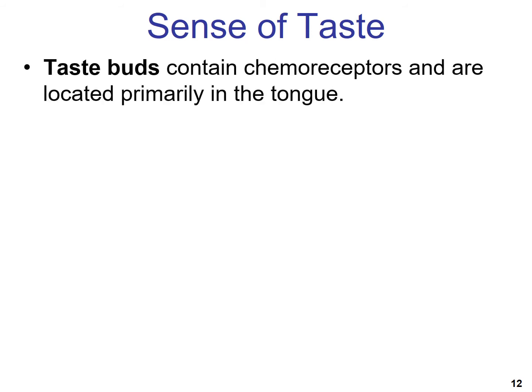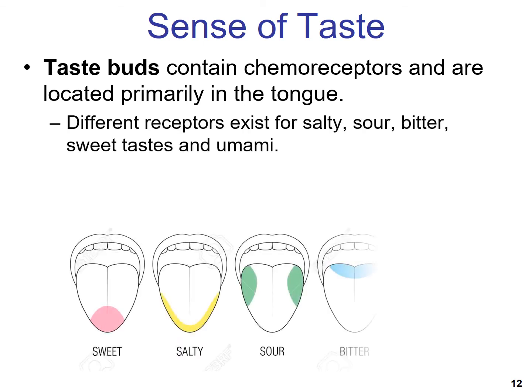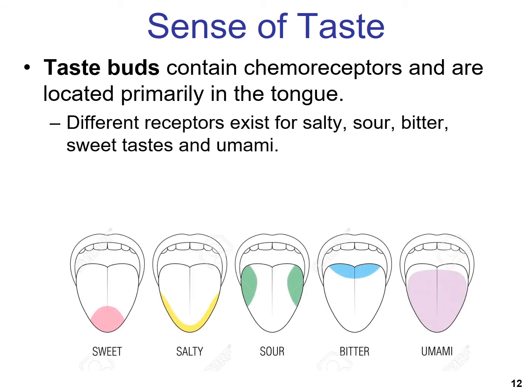So let's take a look at what happens with the sense of taste. Taste buds contain chemoreceptors, and they're located primarily in the tongue. You've got different receptors for salty, sour, bitter, sweet, and umami. Now, the map that I've got, or the picture at the bottom, is a fairly common map of where these different tastes are actually detected.